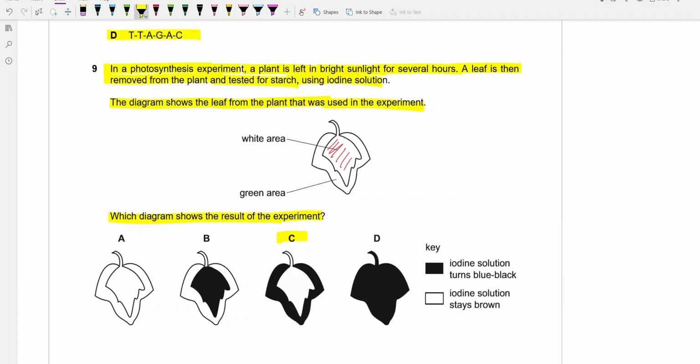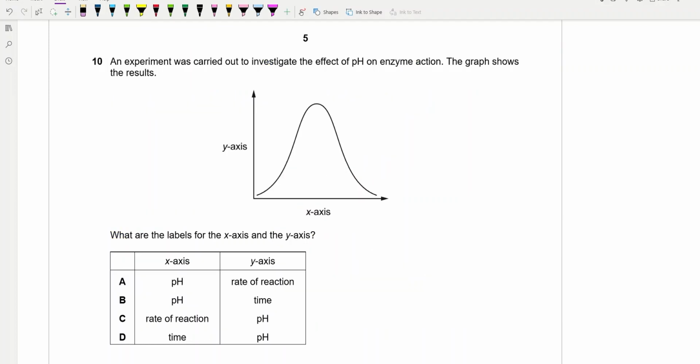Question number 10. An experiment was carried out to investigate the effect of pH on enzyme action. The graph shows the results. What are the labels for the x-axis and the y-axis? The labels would be rate of reaction and pH, where the rate of reaction would be the y-axis and the pH would be the x-axis. So the answer would be option A.